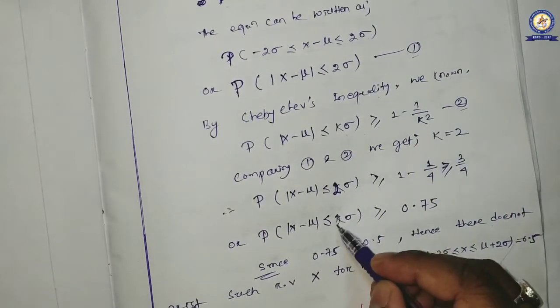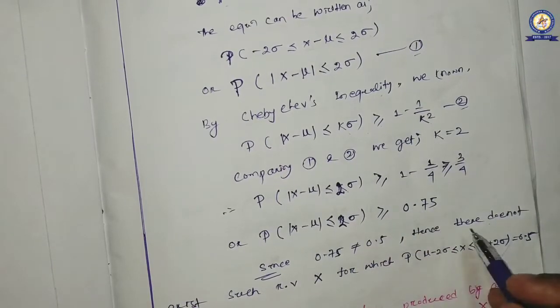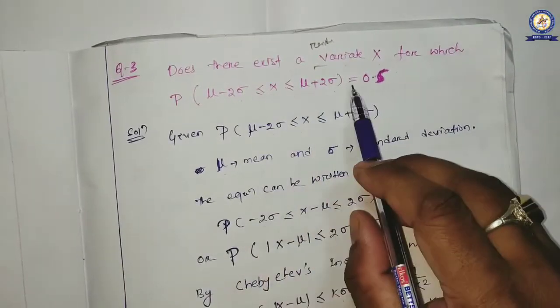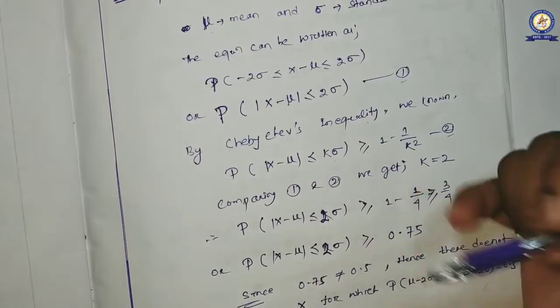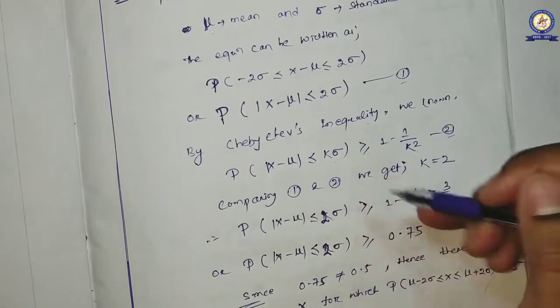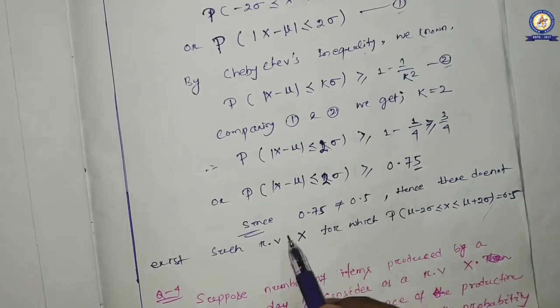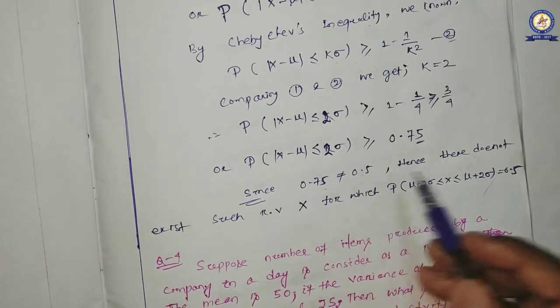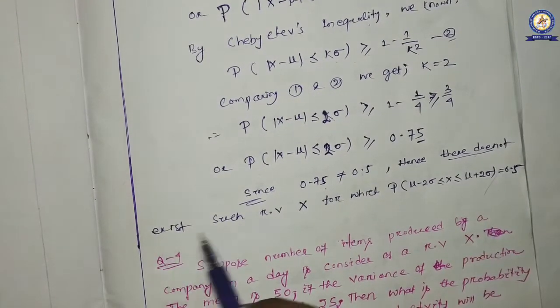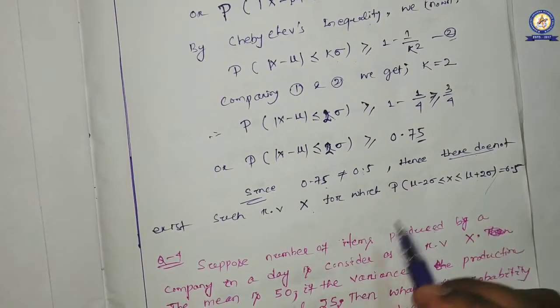So the probability for 2 sigma will be greater than or equal to 0.75, but in the question it is given as 0.5. By using Chebyshev's inequality, we found that it has to be greater than or equal to 0.75. Since 0.75 is not equal to 0.5, hence there does not exist such a random variable x for which the probability will be equal to 0.5.